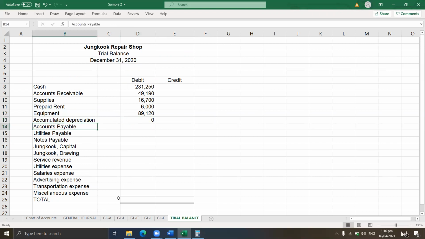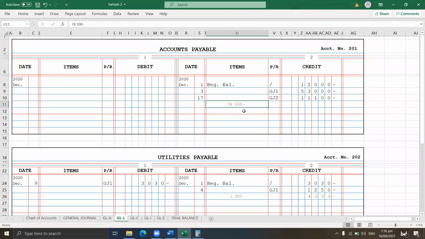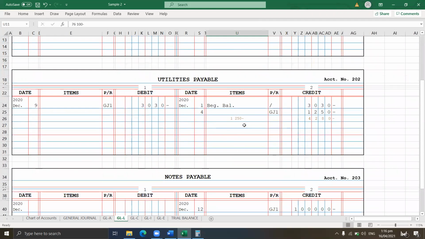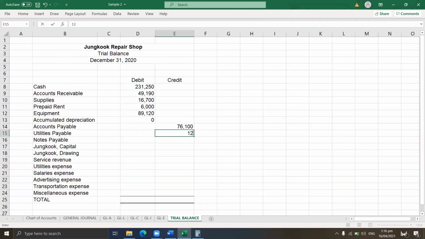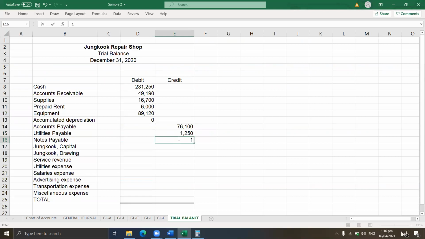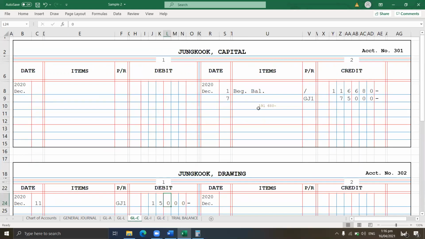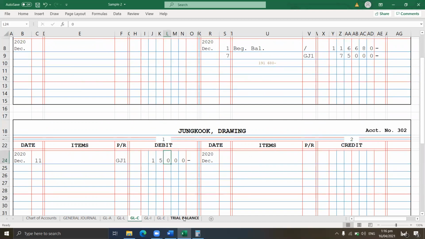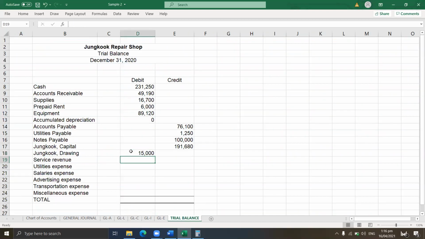Okay, next would be accounts payable. So for the accounts payable, you have 76,100. So 76,100. Then for the utilities payable, we have 1,250. So 1,250. Then we have notes payable amounting to 100,000. So 100,000. Okay. Next is for the capital. So for Jungkook Capital, you have 191,680. So 191,680. And then you have Jungkook Drawing. So for the drawing, nasa debit side siya, amounting to 15,000. So debit din po dito, 15,000.